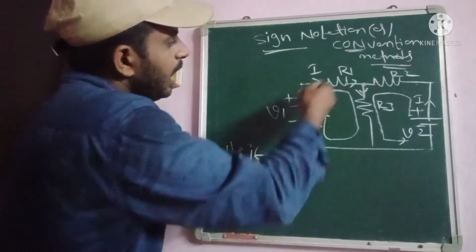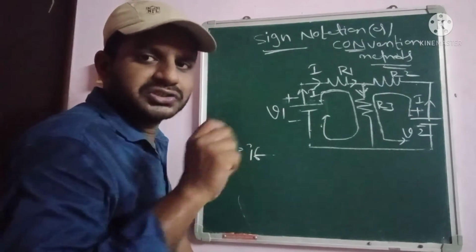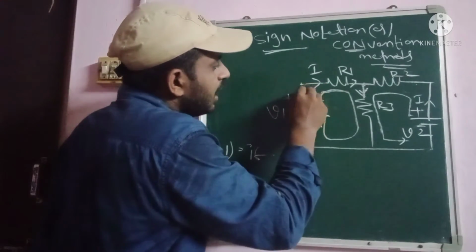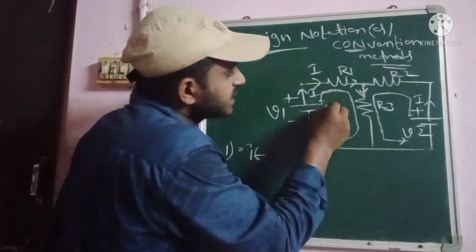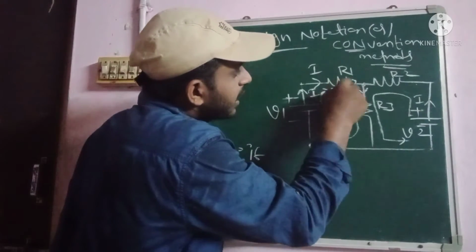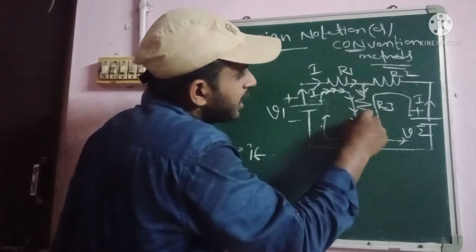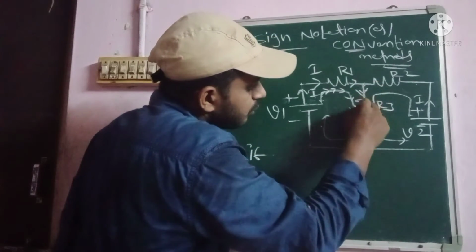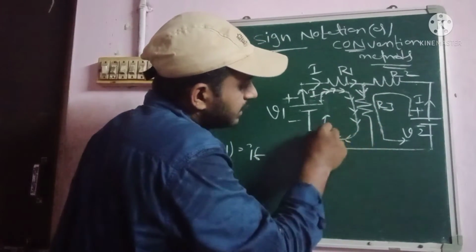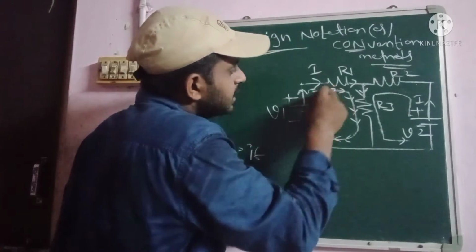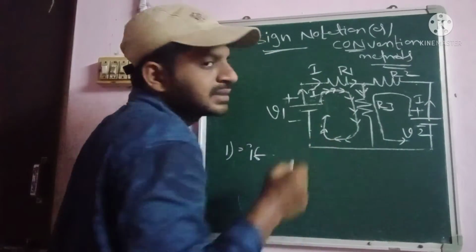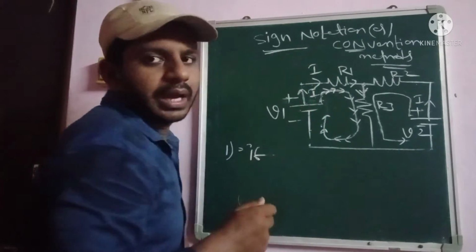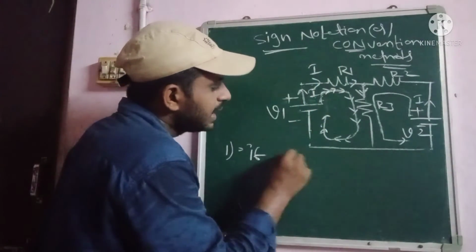Coming to the first sign notation: battery current direction and loop direction. The loop flows like this through the entire circuit. If the loop direction and the battery current direction are the same at a passive element, then I is taken as a negative sign.